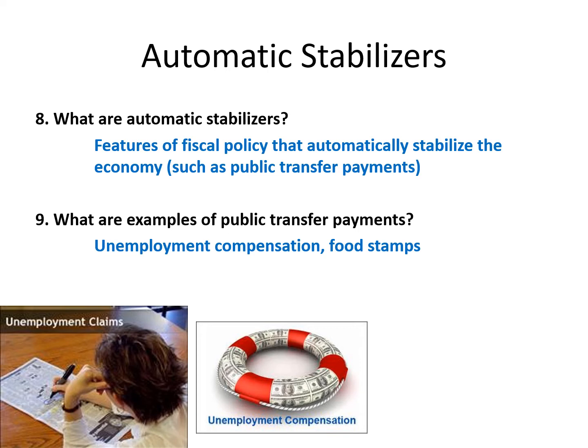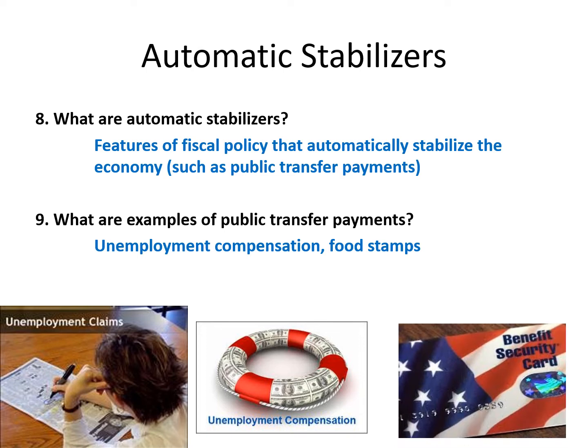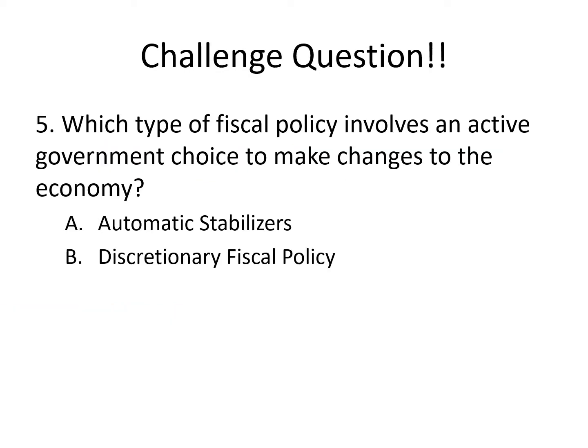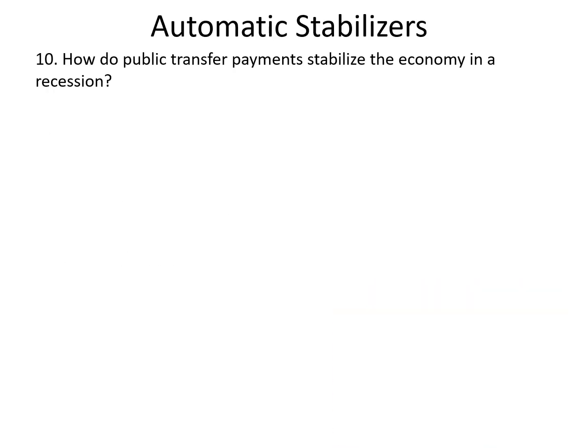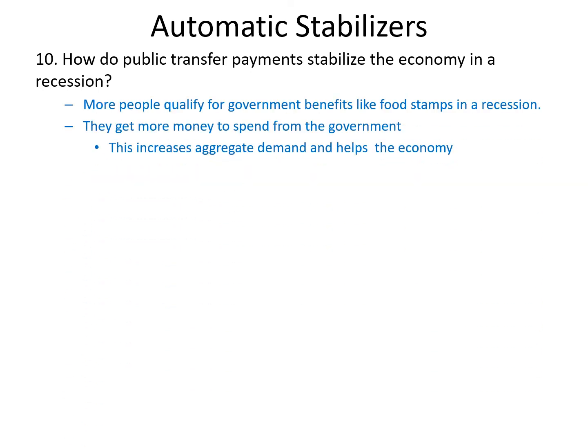And then with food stamps, same kind of thing. Those extra benefits automatically kick in as more people apply for and get approved for food stamps. So that's another challenge question that you're going to answer on your own. So some review about public transfer payments or automatic stabilizers.